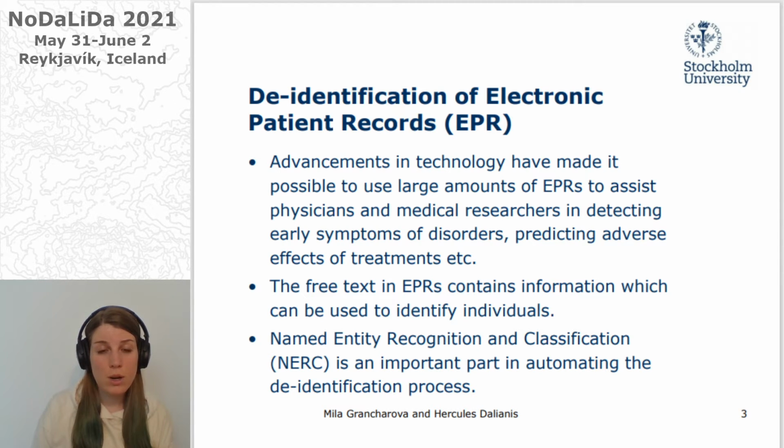An important part of automating this de-identification process, which of course can be quite time costly to do manually, is named entity recognition and classification, which means detecting named entities in text and also categorizing them.